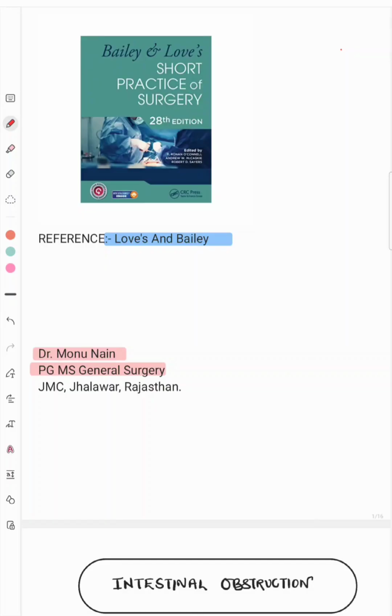Today our topic of discussion is intestinal obstruction. The reference for the information shared in this video is from Love and Bailey's textbook of surgery. So let's get started with the topic without any delay. I will try to make this session easy and understandable, with coverage of all the important questions asked in recent exams, with pictures and examples. So let's get started with this topic.